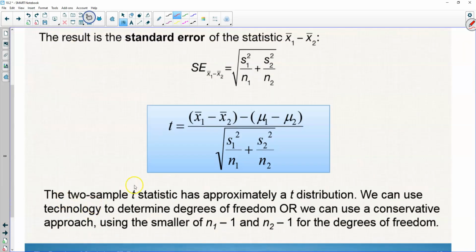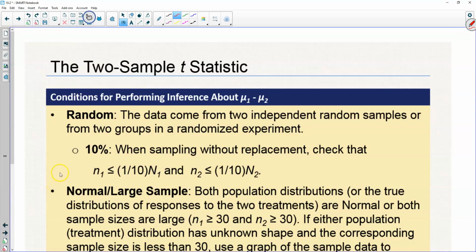Remember with the t-test statistic, we care about degrees of freedom. This time we have two samples to worry about, so how do we know which degrees of freedom to use? There's going to be two. What we're going to use is always the smaller of the two. We take n minus 1 for each sample size, and whichever one is smaller is the degrees of freedom that we use.